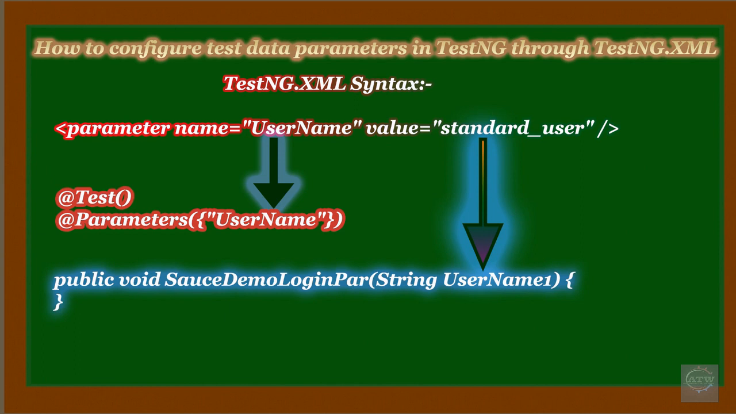Now the next step is you need to call this parameter in your test method by @Parameters, and inside that in the curly braces you need to call the parameter name. Okay, this is your second step. And the third step is you need to create a variable in the particular test method. That is, if you see, I created String username1. Okay. Now what will happen, from the TestNG XML, it will look for the name, and the value which is inside for the name will be passed to your particular test method. Okay. Let's see in Eclipse how it's configured.